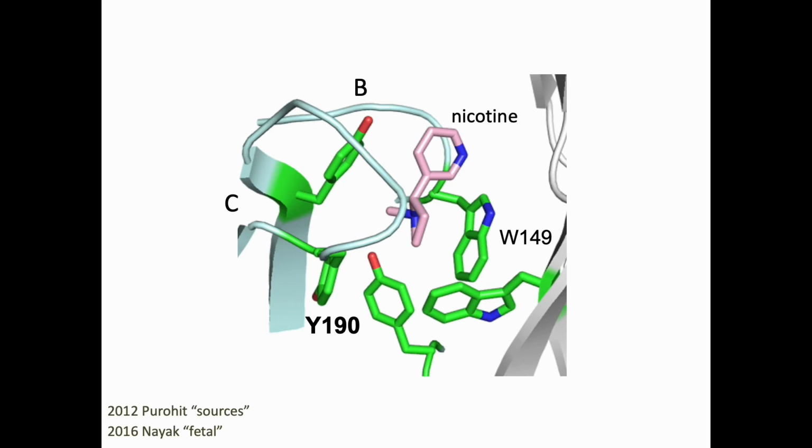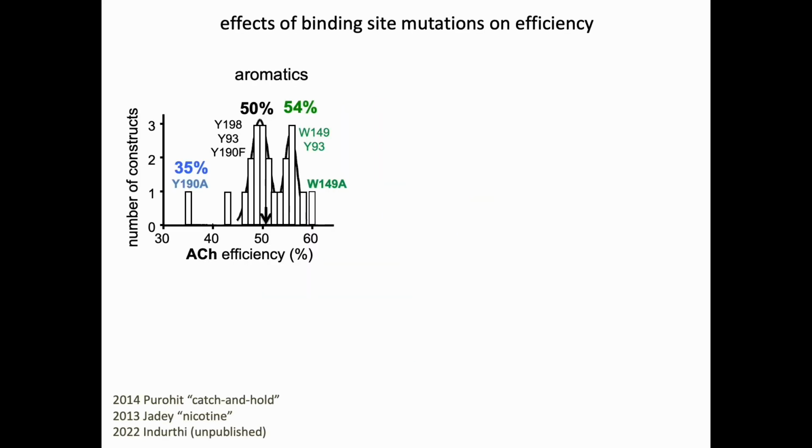So now I'm going to show you the effects of mutating these amino acids, plus a couple other ones at the binding site, on agonist efficiency. This is a histogram of efficiency values following mutations, and this is with ACh. You recall that the ACh wild-type efficiency is where this arrow is, at 51%. You can see this is about 45 or so different mutants, and most of these mutants do not have an effect on efficiency. All of the mutations at Y198 do not change efficiency. It stays 50%.